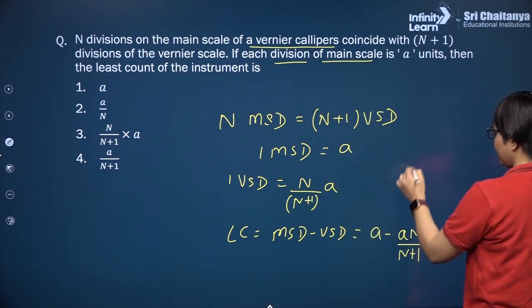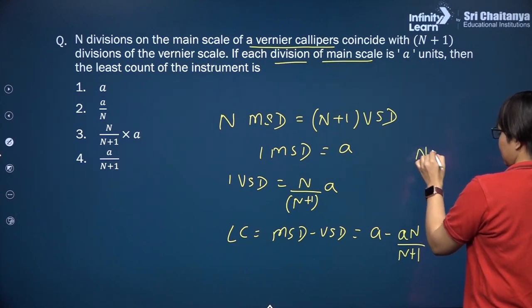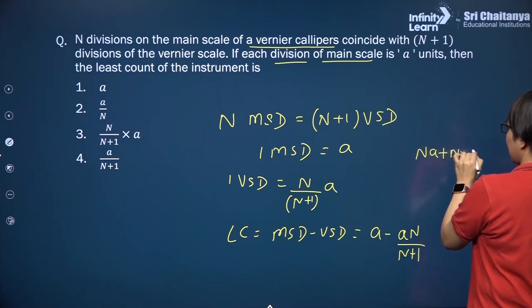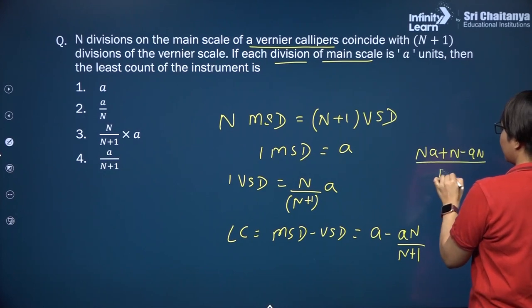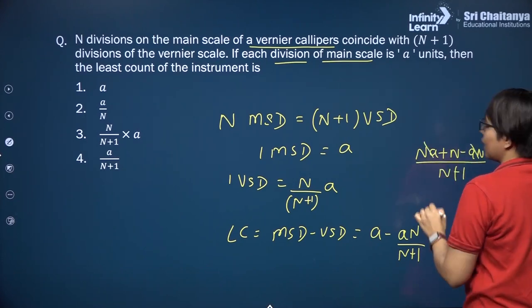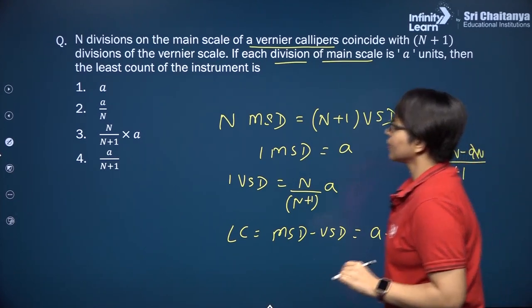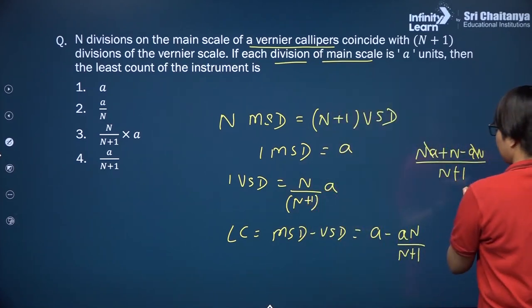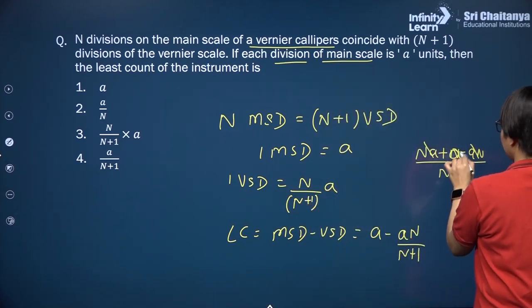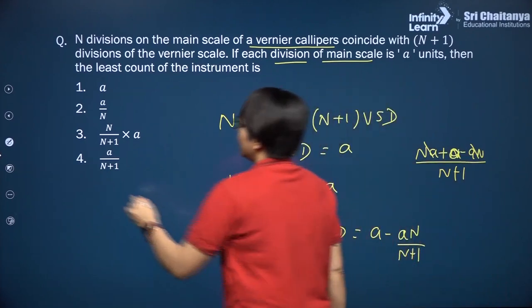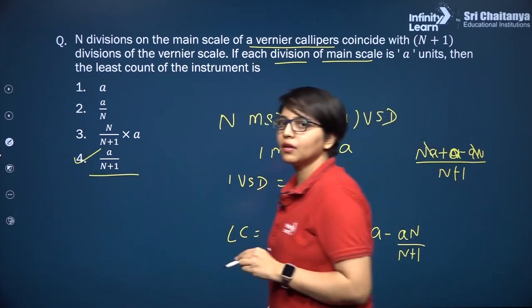So this will give you (NA plus A minus AN) upon N plus 1. So it is A upon N plus 1, which is option 4.